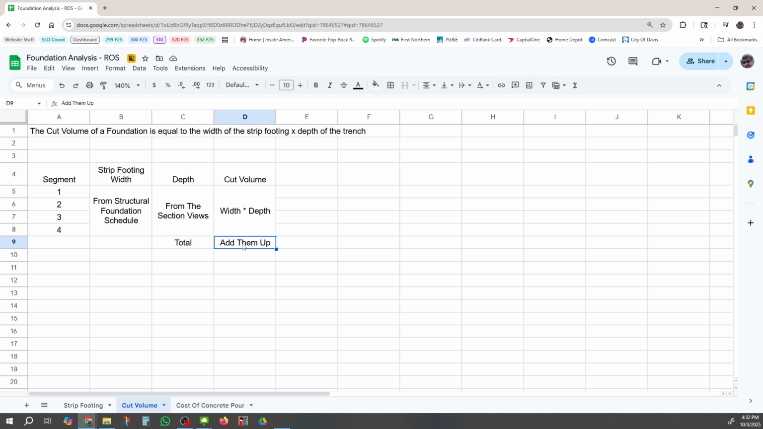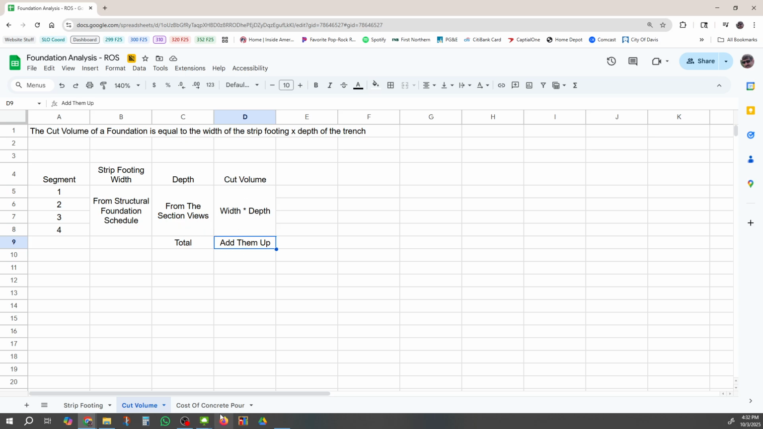There will be fill later on, but we're just looking at the cut volume. The trencher is going to get a certain amount. And in reality, it's going to be a little bit wider than that, but that's what we're going to use for it right there.